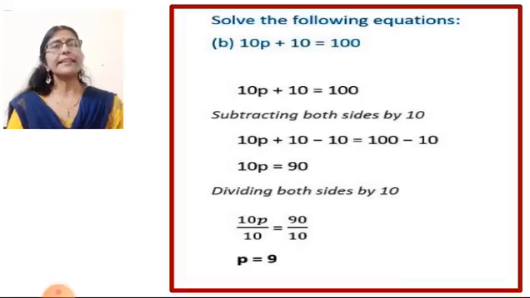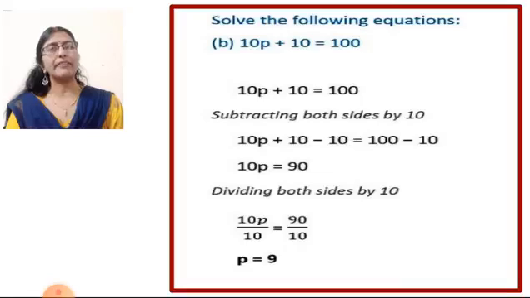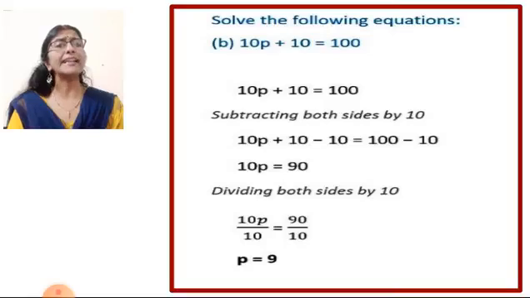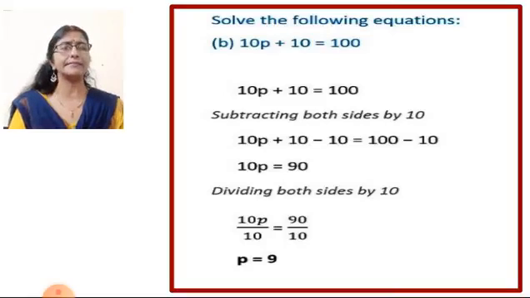So the next step will be 10p, because plus 10 minus 10 will become 0. So we'll write 10p is equal to 90. Now you see 10p is there. That means 10 is multiplied by p. When there is no sign between the variable and the number, there is a multiplication between them. So we'll do division to remove 10 from the variable. So we'll divide both the sides by 10.